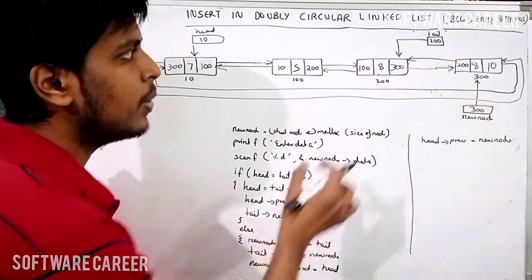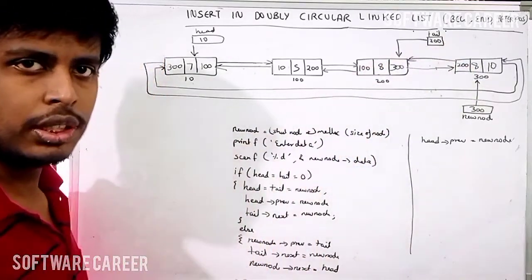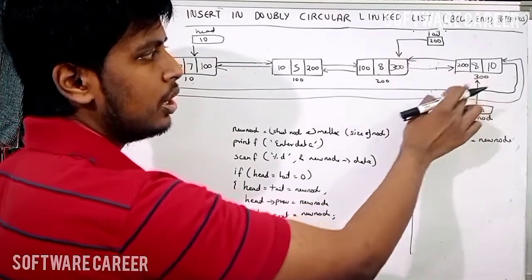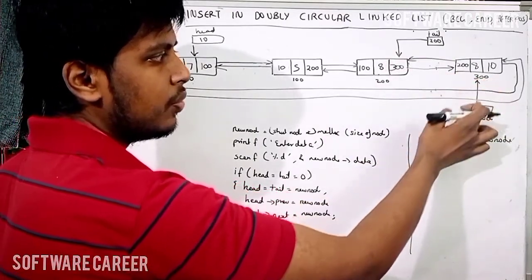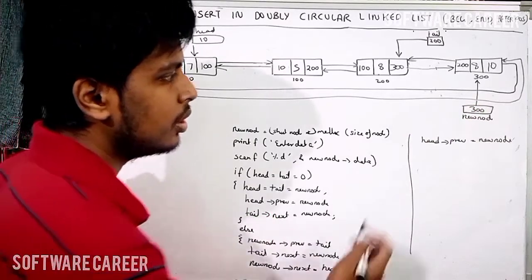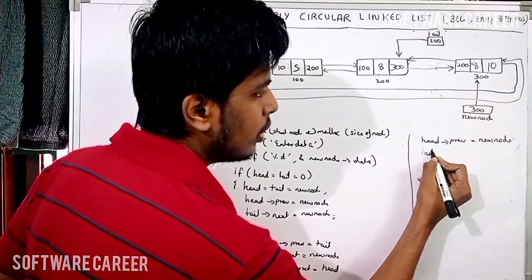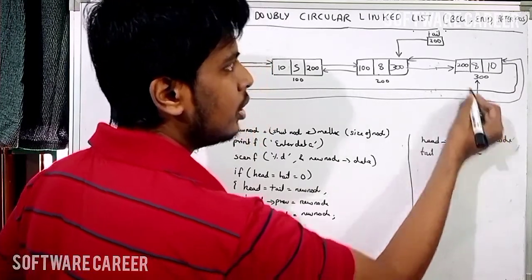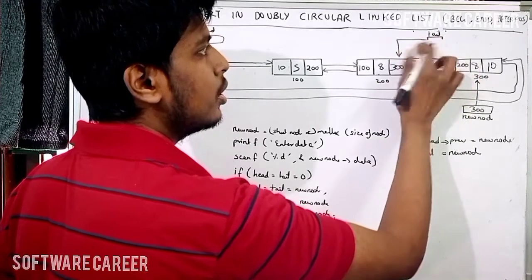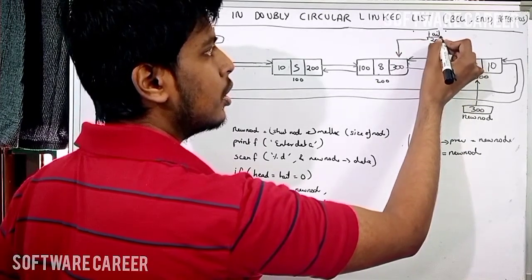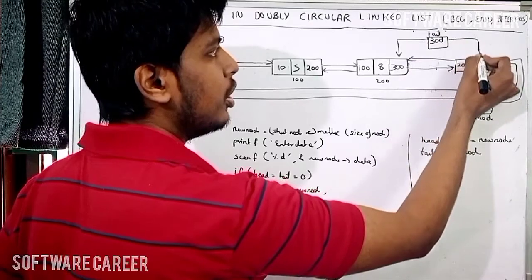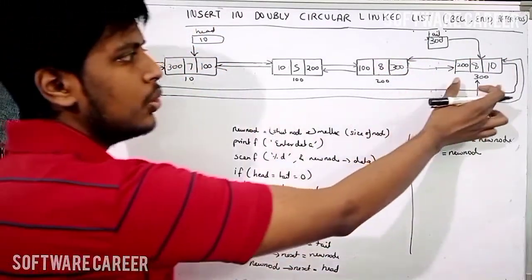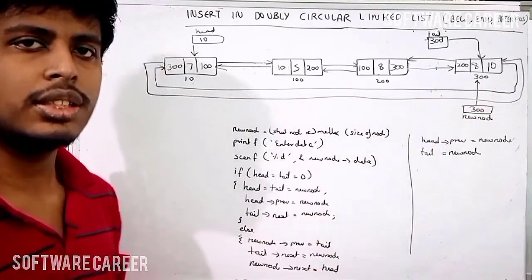but it's not complete. See here, tail is a pointer which is used to point towards the last node, but it's pointing to the second last node. So how can I point it to 300? Where can I get that 300 from? You can get it from new node address. So see here, tail equals to new node. Now new node is 300, 300 is put on tail. So this pointer is pointing to node which is having address 300. So I have inserted this node at the end of a doubly circular linked list. This is how you should insert.